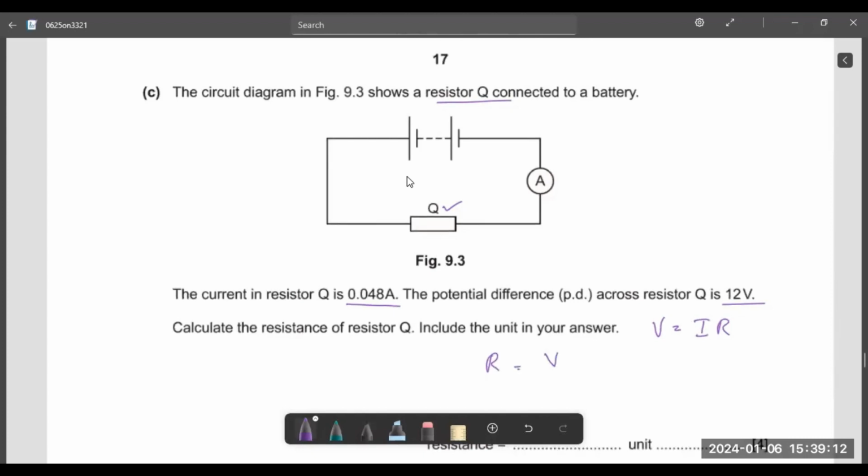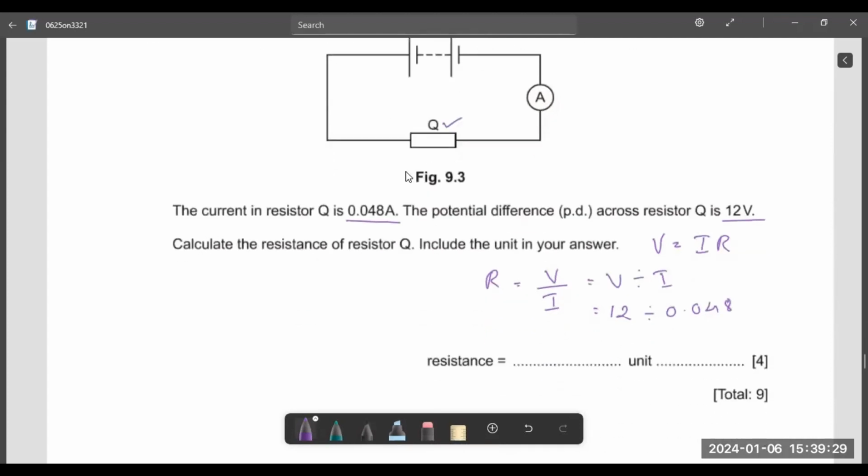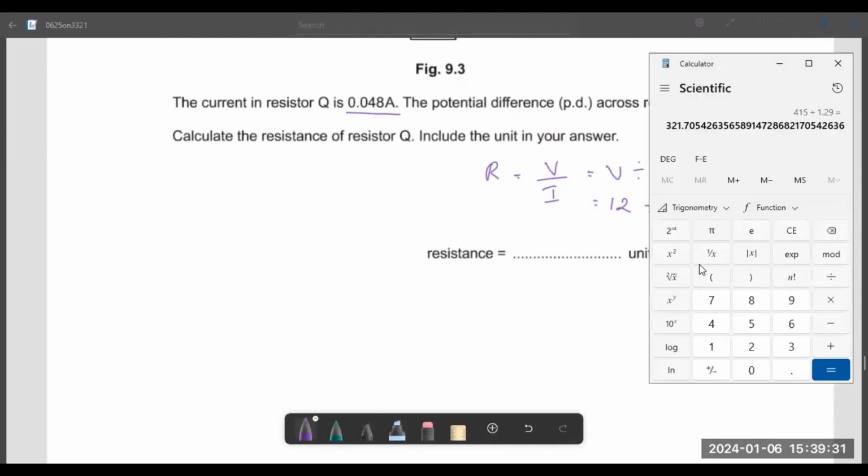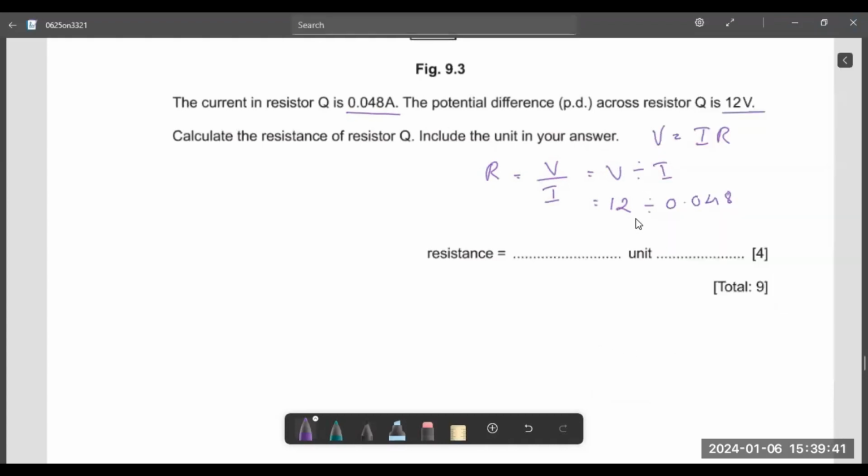R is equal to V by I. Here V is 12 volt, divided by I, which is 0.048. That is 250. So the resistance value is 250. The unit of resistance is ohm.